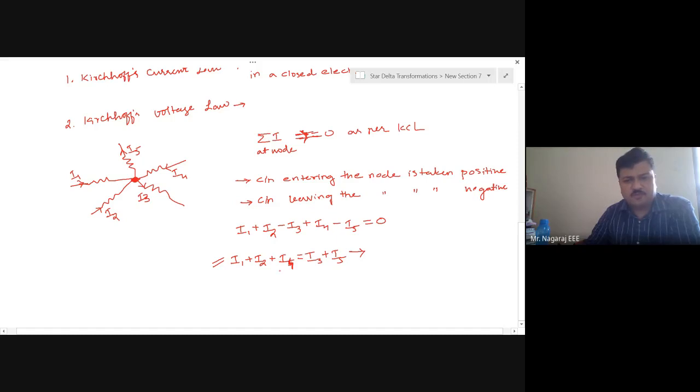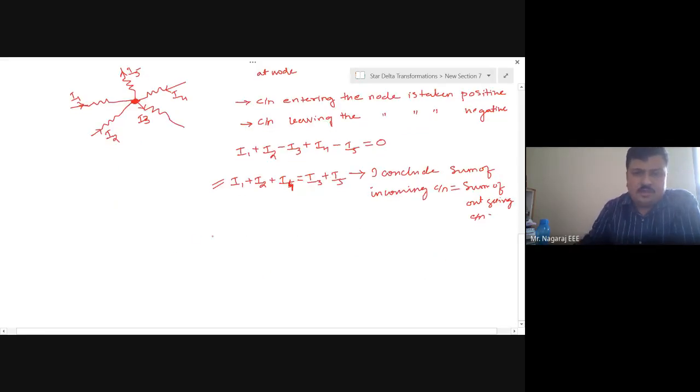Hence I conclude from this that the sum of incoming currents is equal to the sum of outgoing currents. Sum of incoming current equals sum of outgoing current. Please don't say this itself is the KCL statement.